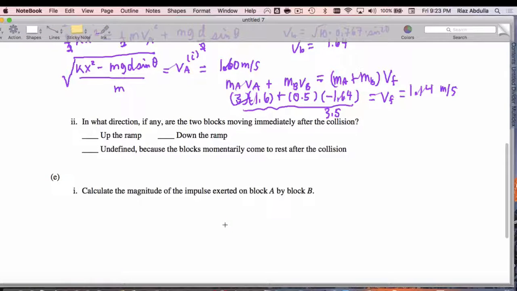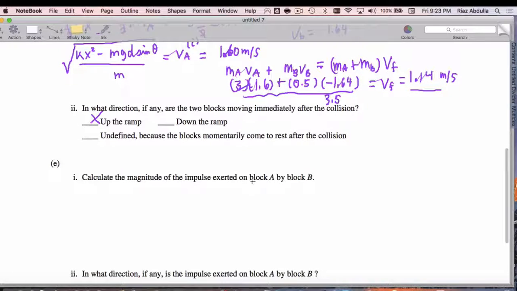Finally, in what direction, if any, are the blocks moving after the collision? Since the number we got is a positive number, that means they're going to move up the ramp. And the magnitude of the impulse exerted on block A by block B. That's just going to be J is M times V final minus V initial. So we're going to end up taking 1.14 minus negative 1.62.